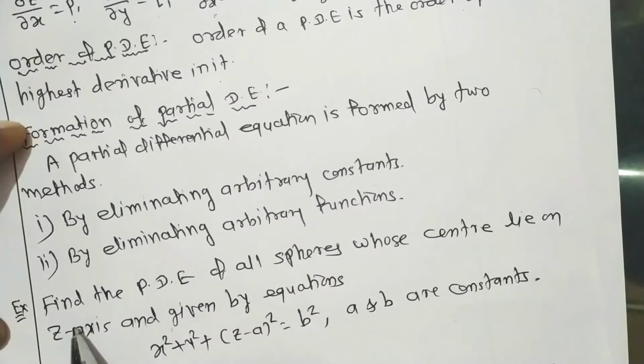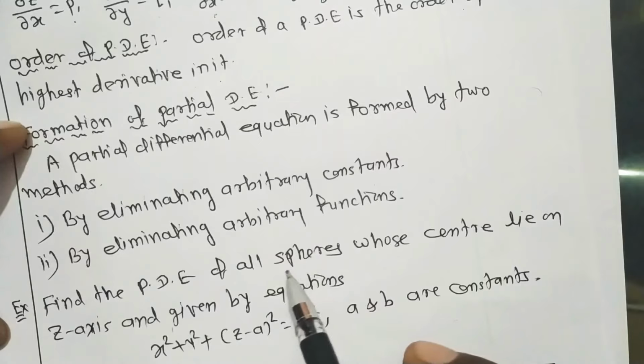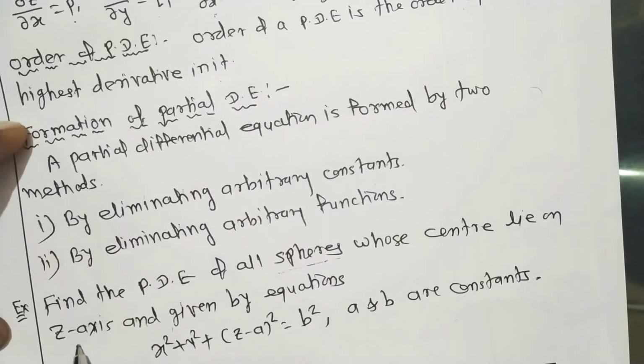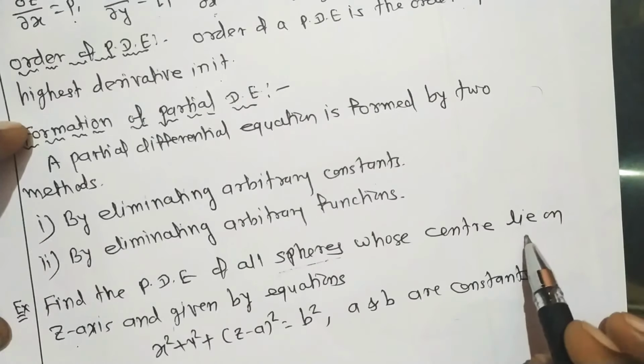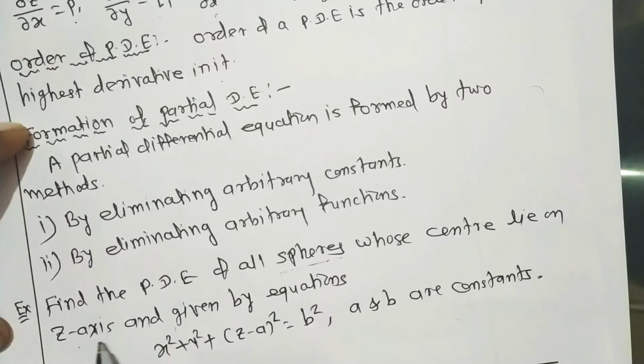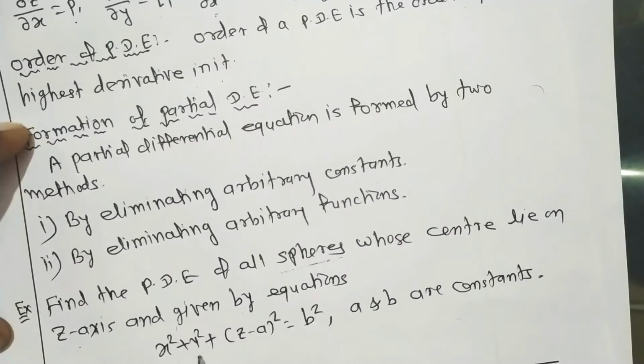So the first problem is: find the partial differential equation of all spheres whose center lies on the z-axis. The equation of all spheres whose center lies on the z-axis is x² + y² + (z − a)² = b², where a and b are constants. So this is the given equation of the sphere, and using this we have to find the partial differential equation.